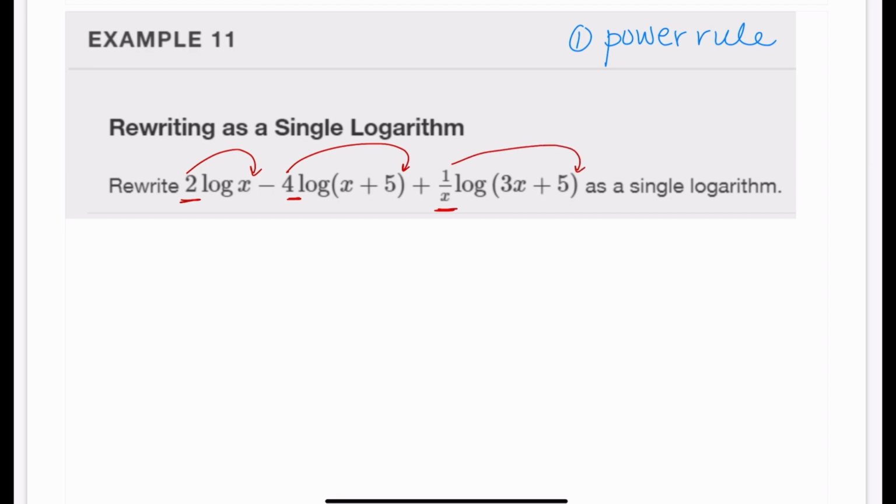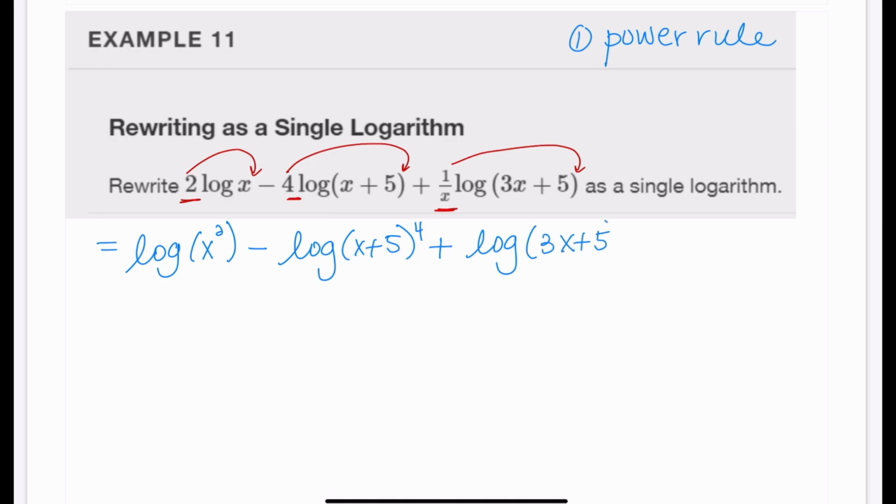So I'm going to take the time to rewrite this as the log of x squared minus the log of x plus 5 to the 4th power plus the log of 3x plus 5 to the 1 over x power. And the 1 over x power is interesting. Remember that 1 over x really means x to the negative 1. So one of the things that I can do is just rewrite that so that I see it as x to the negative 1.